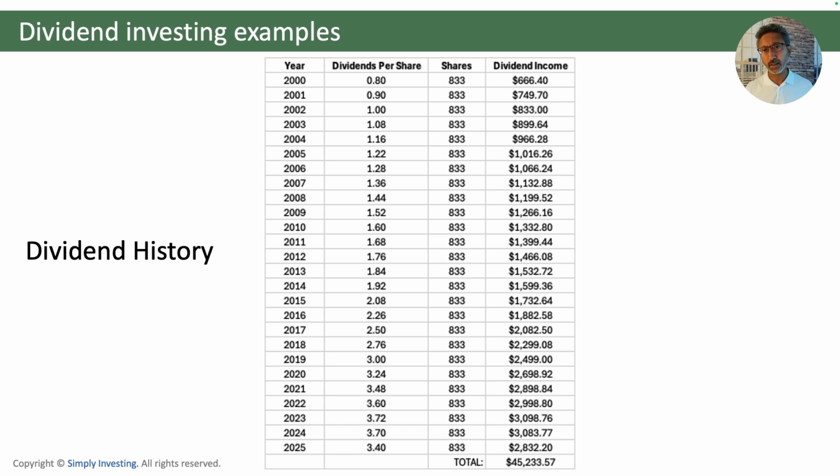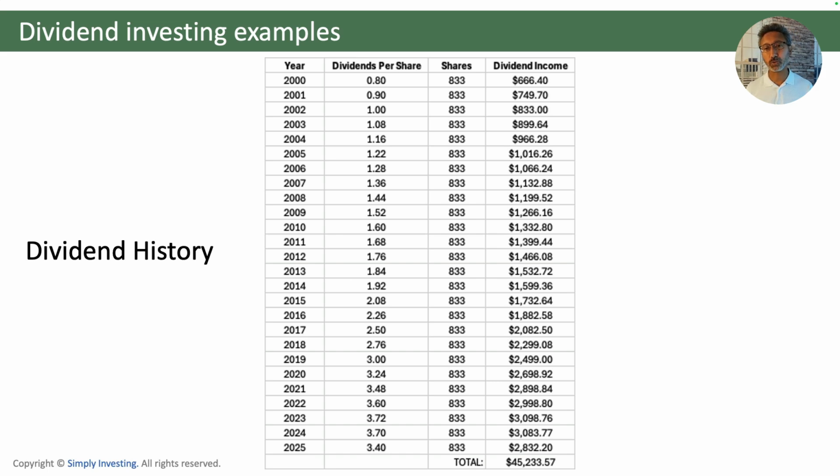Nevertheless, you can see that, and on the final column on the right-hand side is the dividend income each year. So it's simple. We take the number of shares that you have, multiplied by the dividend per share, and you can see in the first year, in 2000, you would have made $666 in dividends that year. In 2025, if you hold on to the shares till the rest of the year, you'll make over $2,800 in dividends. And if you add it all up, you're looking at over $45,200 in dividends alone, which is not bad, because remember, you invested $10,000 in this company. And over that entire time period, you've now made over $45,200 in just dividends alone.